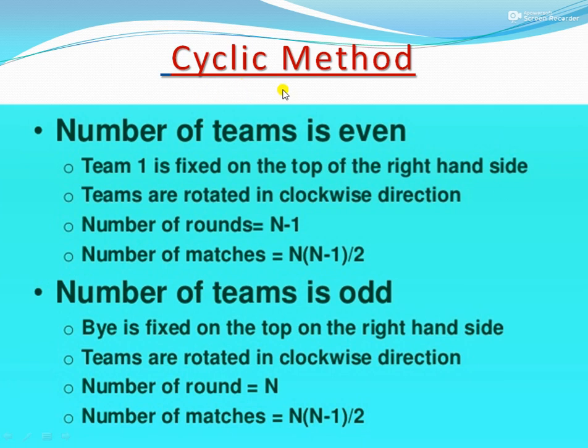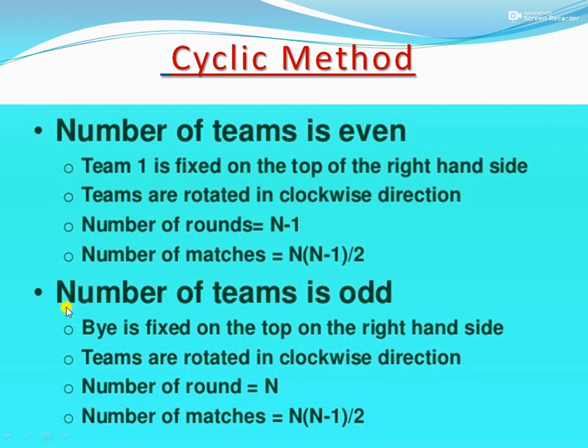First, cyclic method. If we are fixing the fixture according to the cyclic method, we should know something before. If the number of teams is even, then team 1 is fixed on the top of the right hand side. Second, teams are rotated in clockwise direction. Then the number of rounds will be n minus 1 and the number of matches will be n into n minus 1 upon 2.